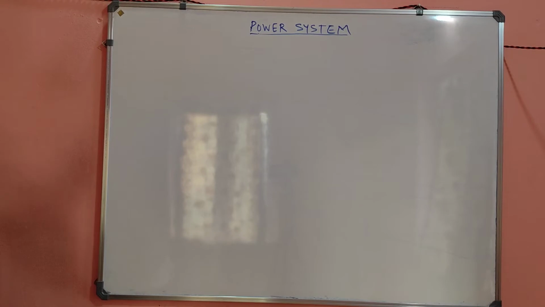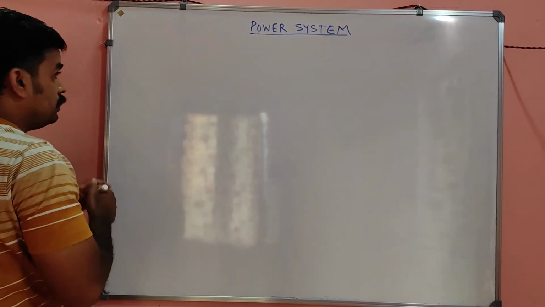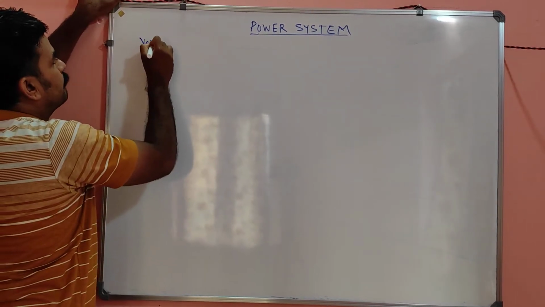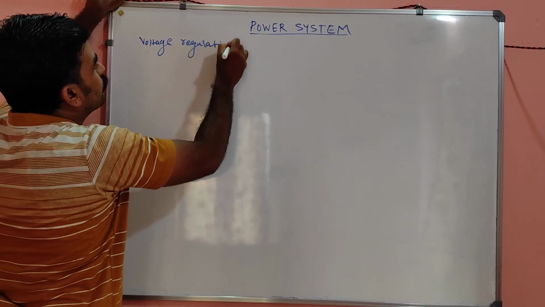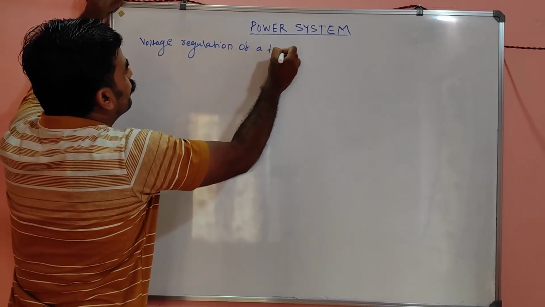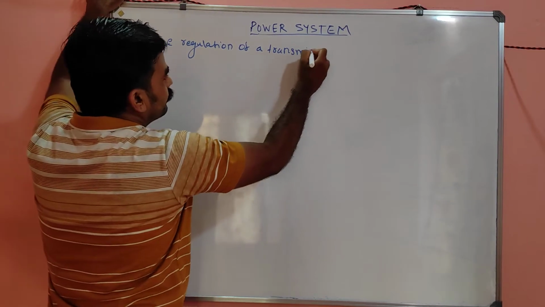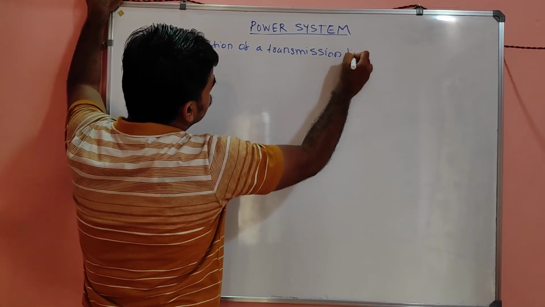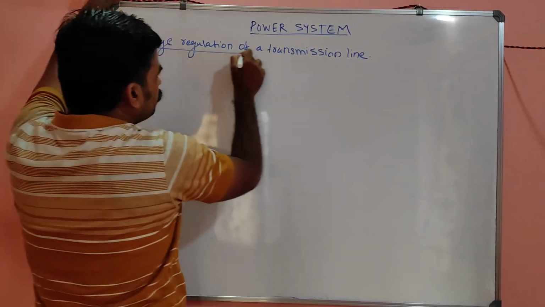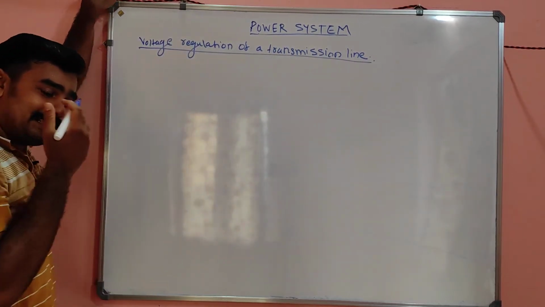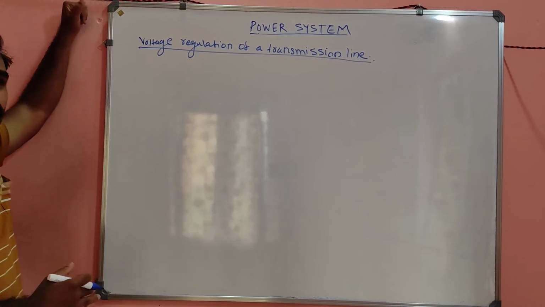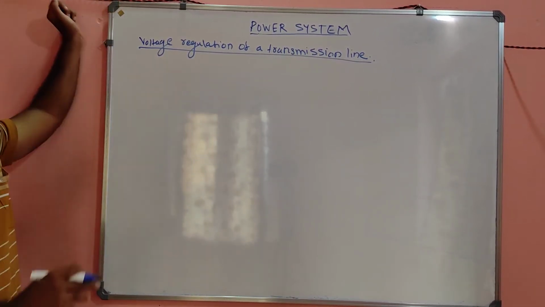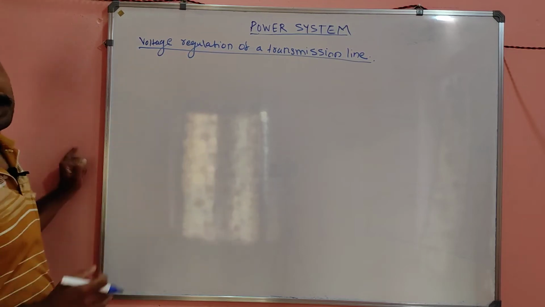Next one, long transmission line, and before that, voltage regulation of a transmission line. The transmission line itself acts as a load, my dears, because it contains R, L and C. So regulation is also for transmission line. Voltage regulation is also for transmission line.